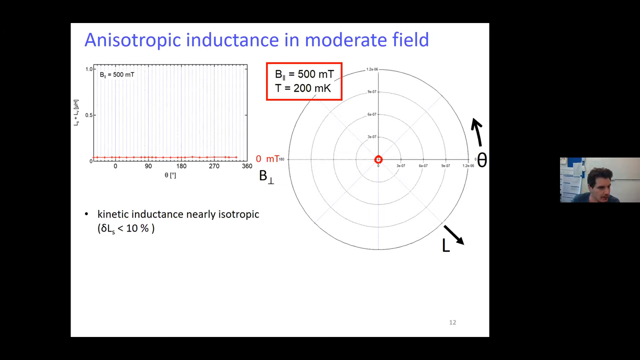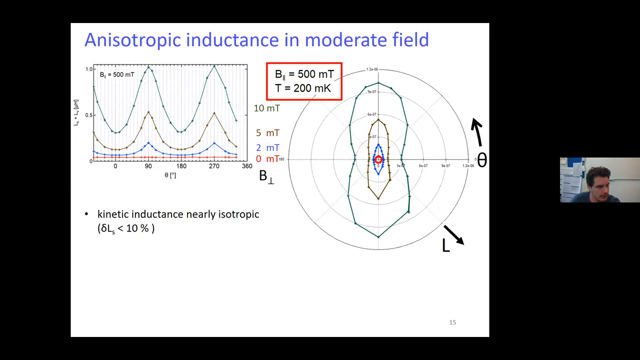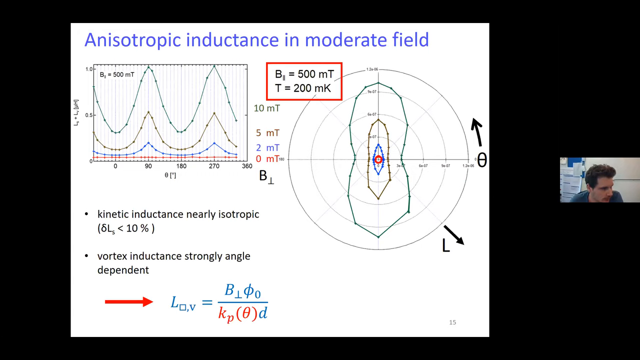But if we then additionally apply a perpendicular field, so we get vortices, we see that it turns out to be highly anisotropic. So the inductance rises again, and it becomes very anisotropic. Then we increased the perpendicular field further and further, and we saw that the inductance went up and the anisotropy became clearer and clearer. So what we could deduce from it is that the vortex inductance is strongly angle dependent in a finite field. And we can already define two main relative orientations in which the inductive response is maximal or minimal.